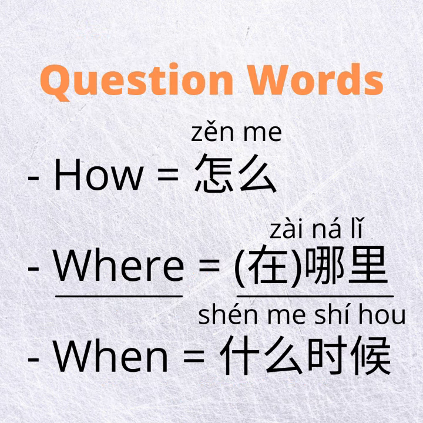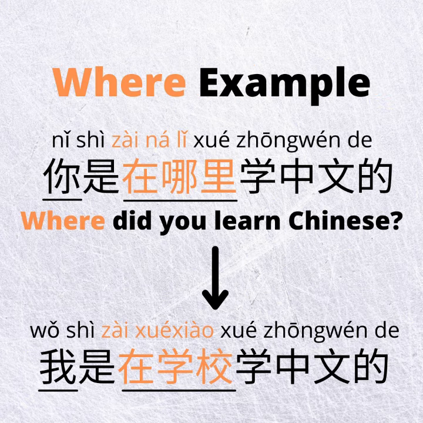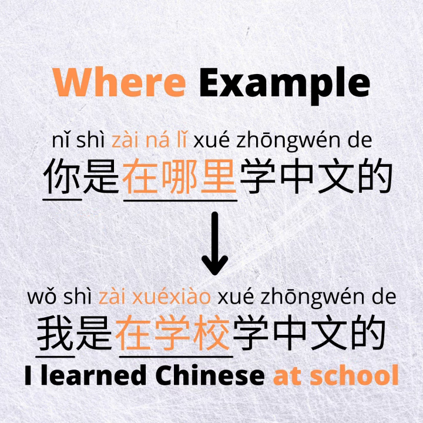Next, let's do a where example. 你是在哪里学中文的? Where did you learn Chinese? And we can answer this by saying, 我是在学校学中文的. I learned Chinese at school.